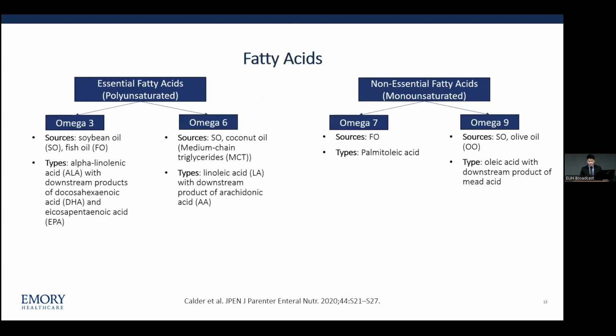So there are two types of fatty acid. One is essential, which is known as polyunsaturated, and the other one is non-essential fatty acid, which is known as monounsaturated. The polyunsaturated fatty acid is composed of omega-3 and omega-6. Omega-3 is known for its anti-inflammatory effects, with a source derived from soybean oil and fish oil. One type of omega-3 is alpha-linolenic acid, which is the precursor of EPA and DHA.